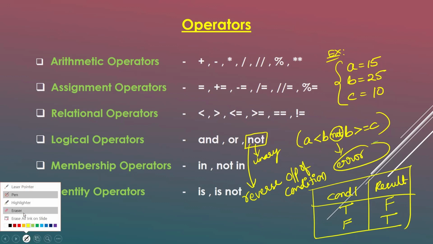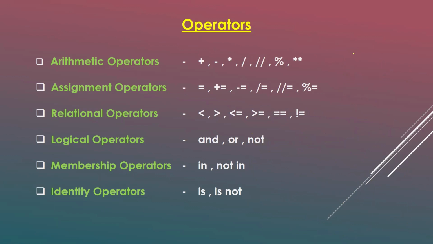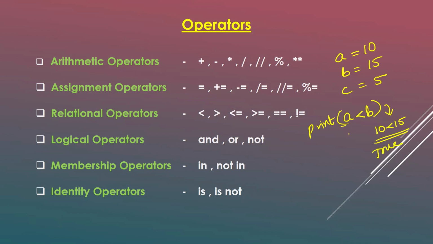Suppose I have A is equal to 10, B is equal to 15, C is equal to 5. Let's create a condition A is less than B. Now, what is the output for this? 10 is less than 15, so the output will be true. Apply the NOT operator to this, and the output becomes false, because usually the condition result is true. When you apply a NOT operator, it automatically reverses the output of the condition, which is false.